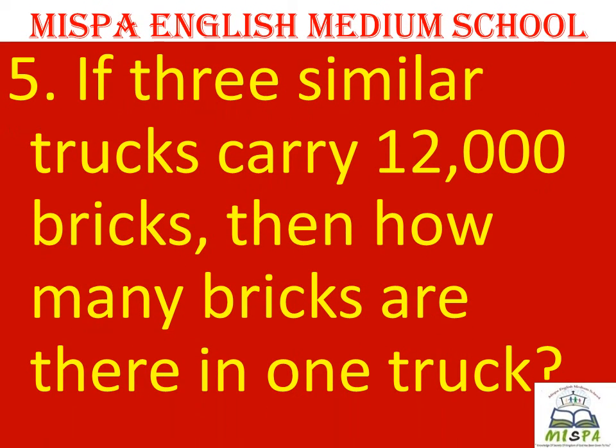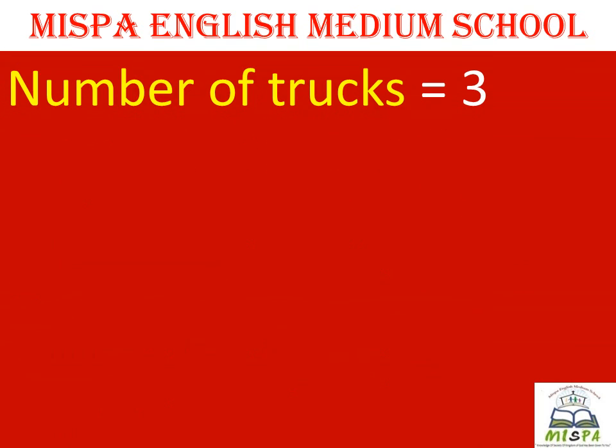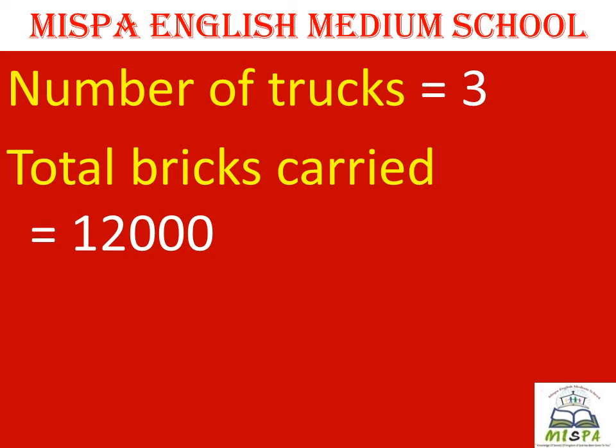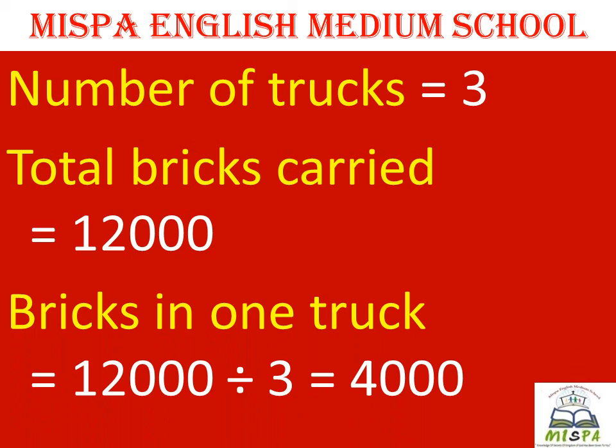Question number 5. If 3 similar trucks carry 12,000 bricks, then how many bricks are there in one truck? Number of trucks is equal to 3. Total bricks carried is equal to 12,000. Answer: bricks in one truck, that is equal to 12,000 divided by 3 is equal to 4,000. So the answer is 4,000.